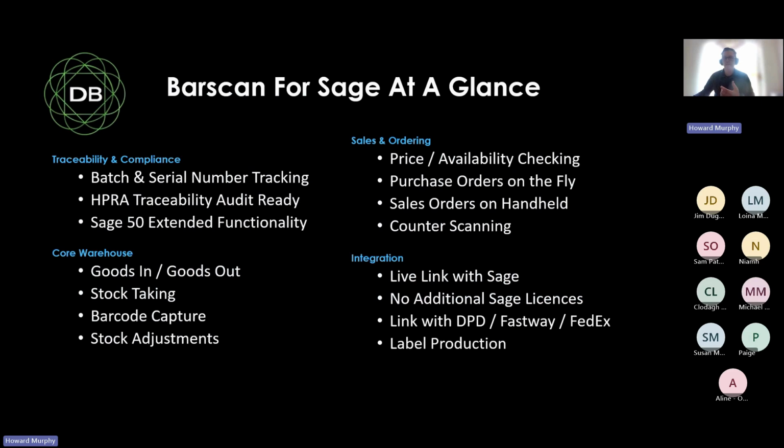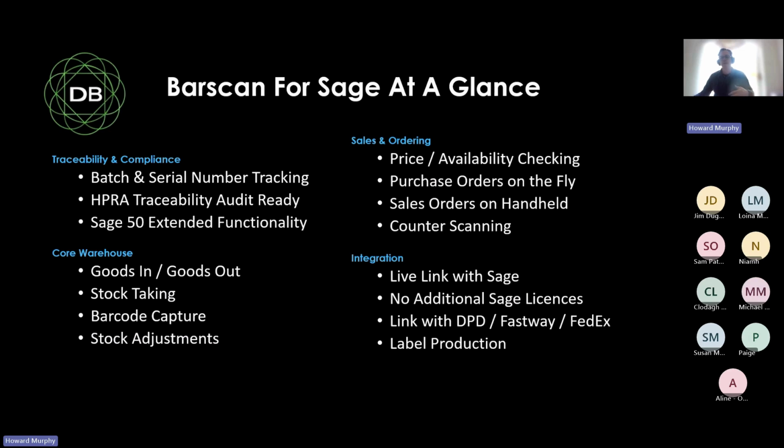So the top left here, you see, this is how BarScan handles traceability, HPRA compliance. So that's the general stuff we just spoke about a moment ago. But the day-to-day warehouse operations, goods in: when stock arrives, your team scans it with a handheld device. It's logged in BarScan, pushed straight into Sage. There's no paper dockets, no double keying. Goods out: same process in reverse, pick, scan, dispatch, every movement's captured.